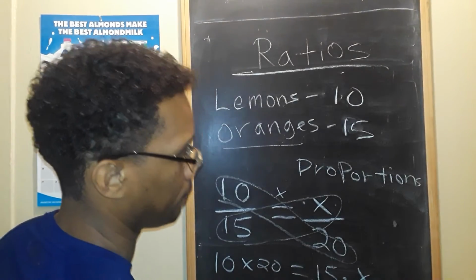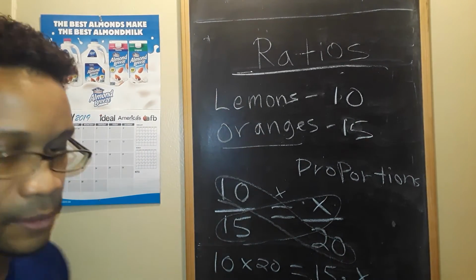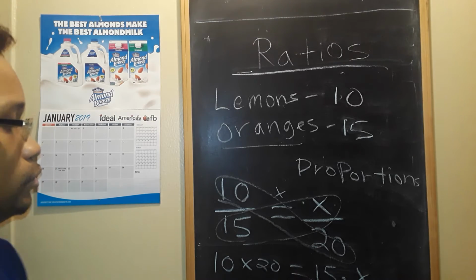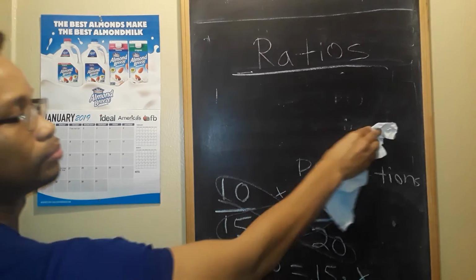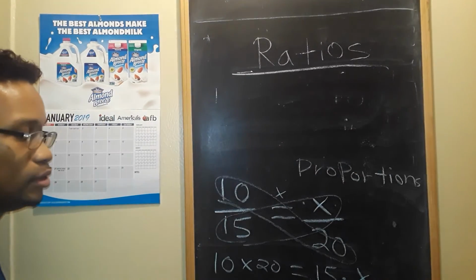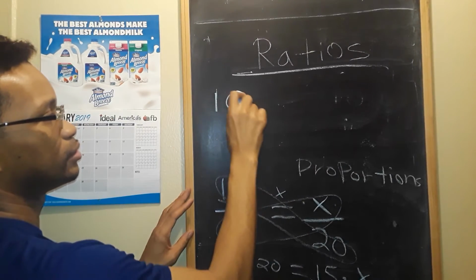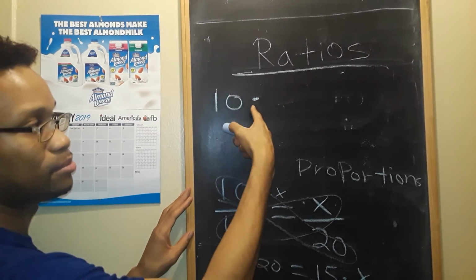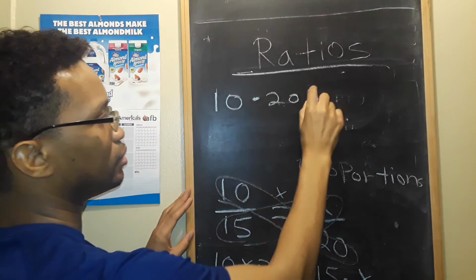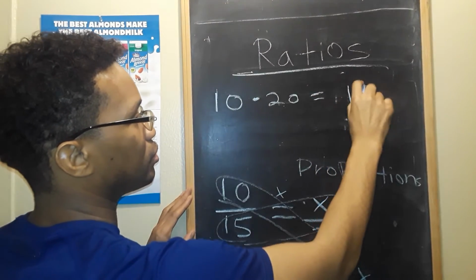Okay? So I'll erase this part on the top. So I'm gonna write it over here. So 10, I'm gonna write this dot, this also symbolizes multiplication, times 20 is equal to 15x.